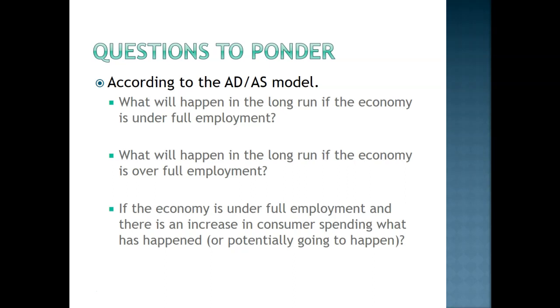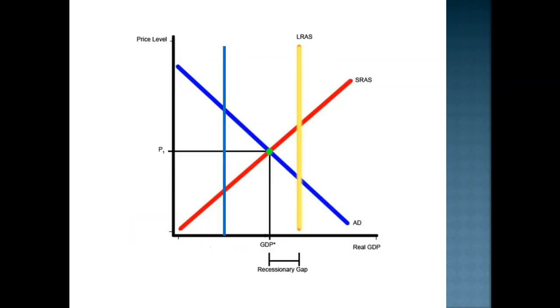How about the third one? If the economy is under full employment and there's an increase in consumer spending, what has or potentially will happen? The aggregate demand will shift to the right. And I want us to remember this last one as we go through, because before we were talking about how the aggregate supply will shift to where at full employment, but there are other ways to get to that position, and that's what today's about.